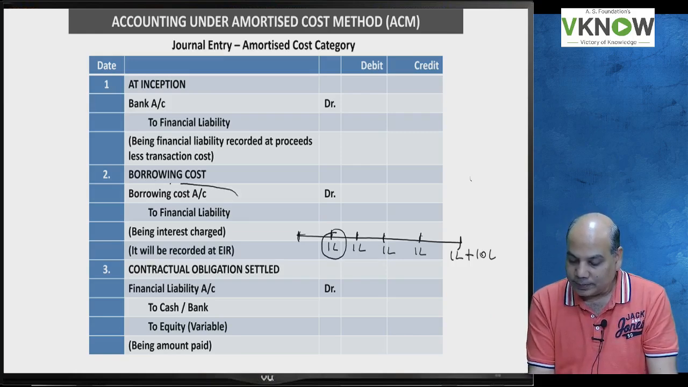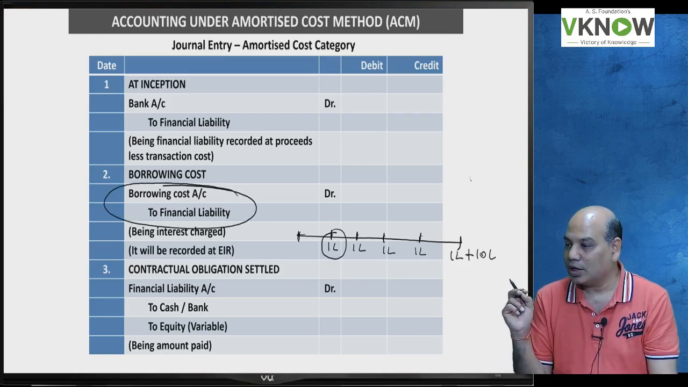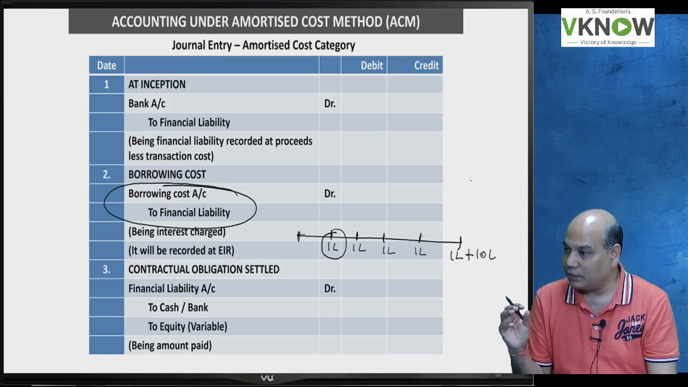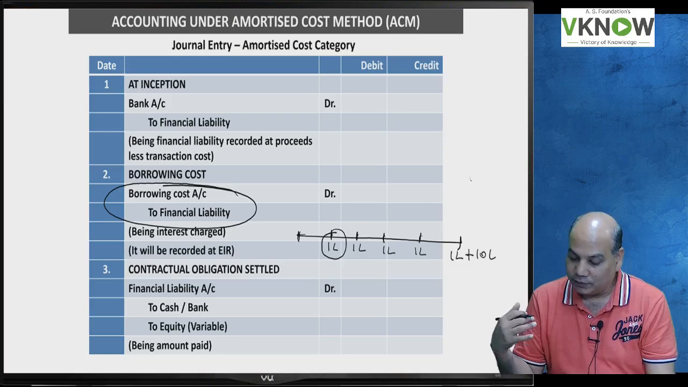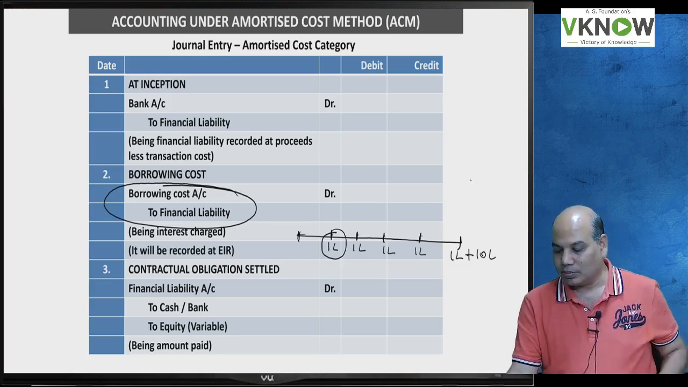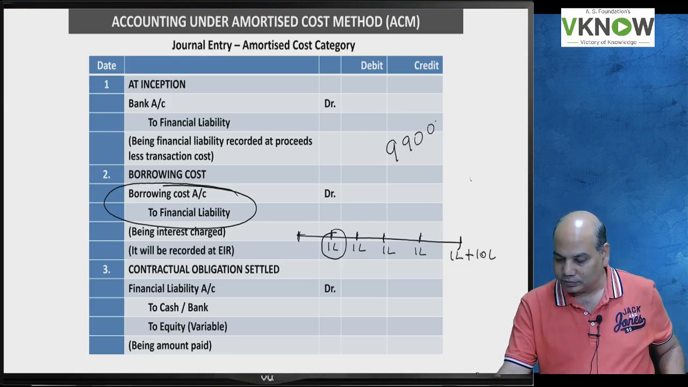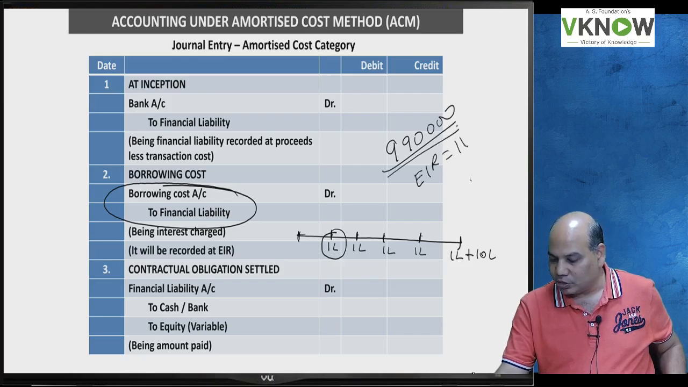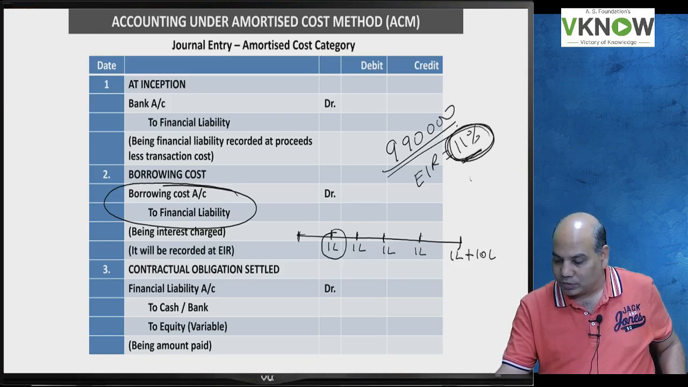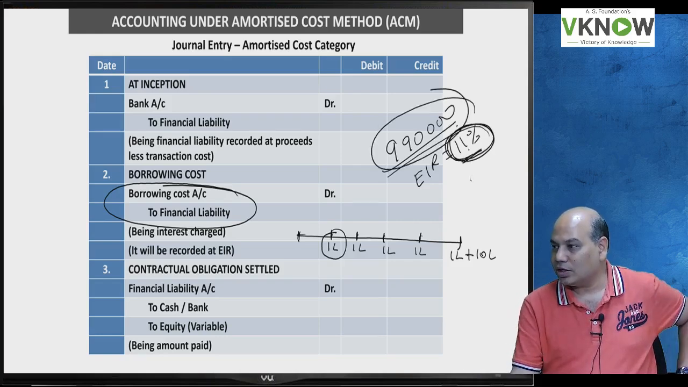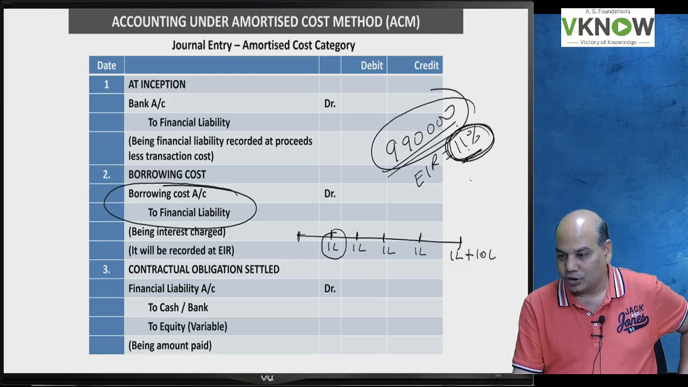But to my P&L account, I will recognize expense which is my effective cost. Is it right? What I have effectively incurred. I have raised 9,90,000 and my effective interest rate is coming to 11%. So don't you think effectively I am paying 11% of 9,90,000 in the first year? This is why the standard focuses on effective interest rather than coupon.